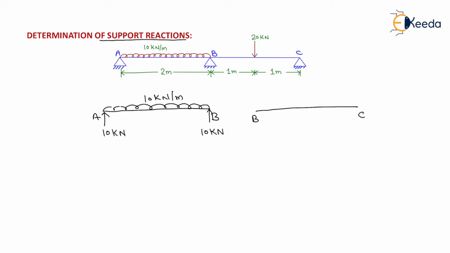Now the total load acting on span BC will be equal to 20 kilonewton at the center. So the reactions at B and C will be equal to 10 kilonewton and 10 kilonewton. Now this is the reaction according to the given loading. Now we have to calculate the reaction according to the moment acting on various spans. Okay. Now at support A, there will be a 0 moment.